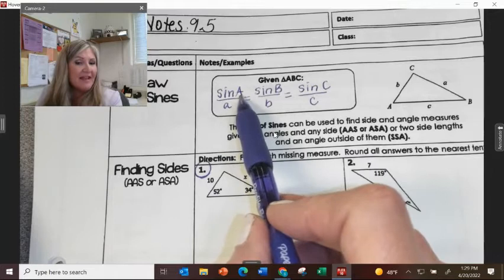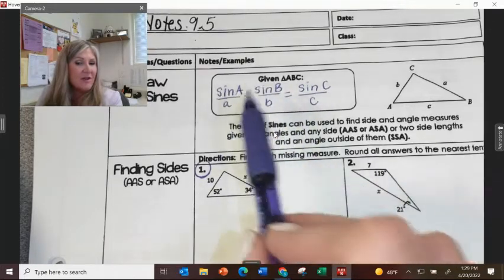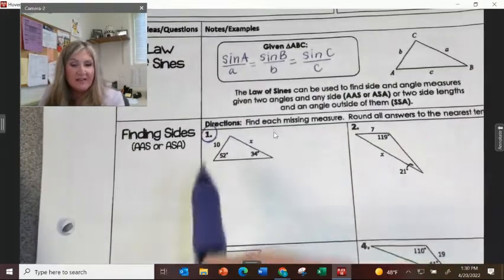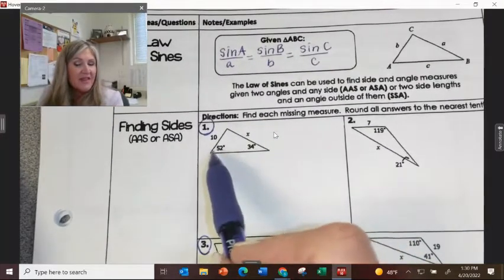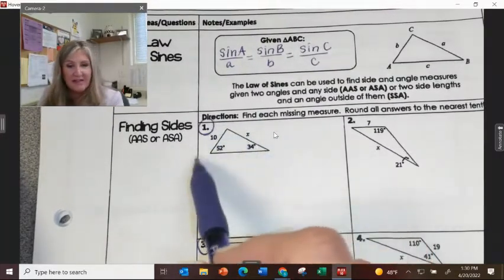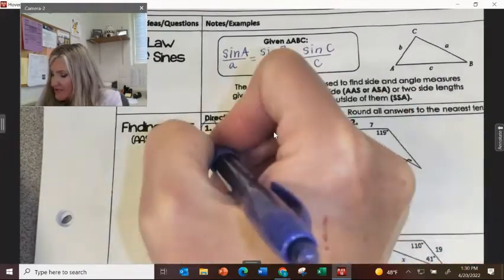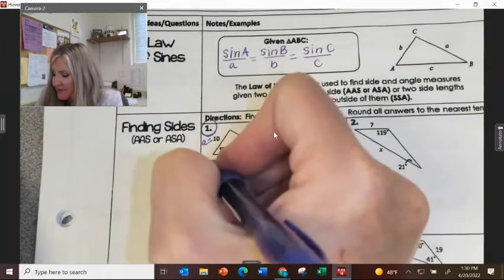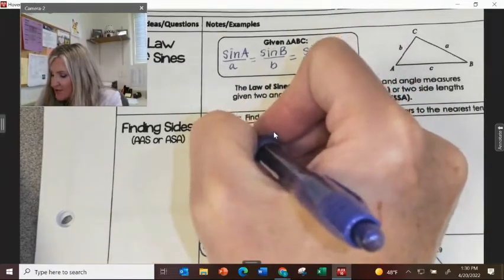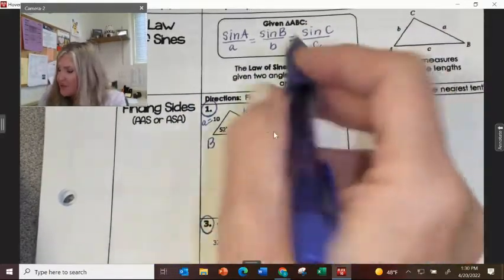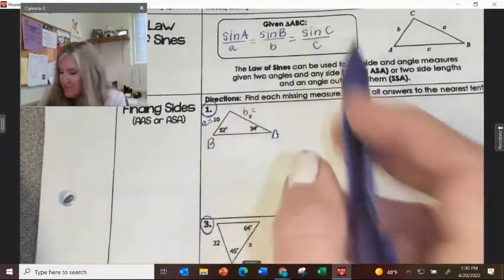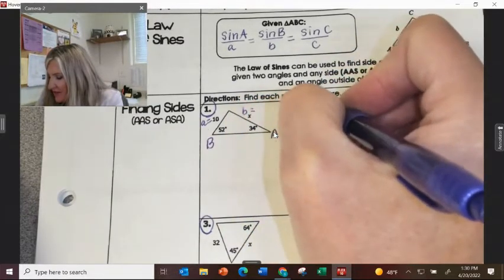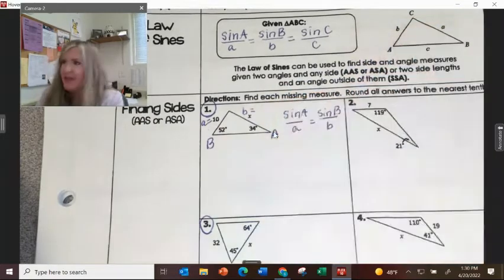So if I'm working with angle A and angle B, I'm going to want to use those two. If I'm working with angle A and angle C, I'm going to want to just use the first and the last. All right. So we're going to look at this first problem, and I'm going to set it up. I can call these angles anything I want. If I call this angle A, then what's this going to be? Side A. Across from angle A is always side A. If I call this angle B, then this is going to be called side B. And so we're looking at the formula that uses A and B. So I'm going to set it up. The sine of angle A over side A equals the sine of angle B over side B.